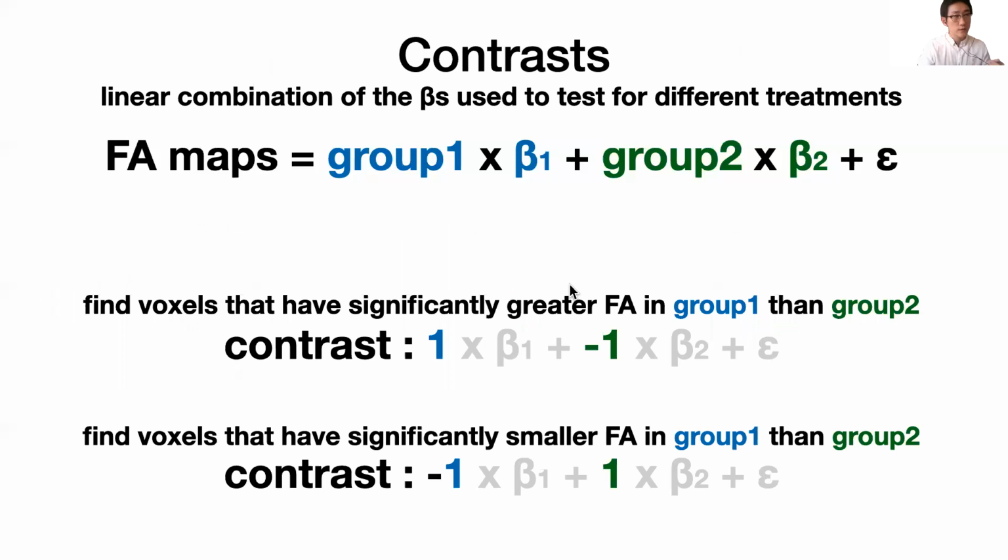So if you are interested in a region that is significantly higher in group 1 compared to group 2, you give a contrast that is 1 and -1. If you want the region with a significantly increased FA map in group 2 compared to group 1, you give -1 and then 1 here.